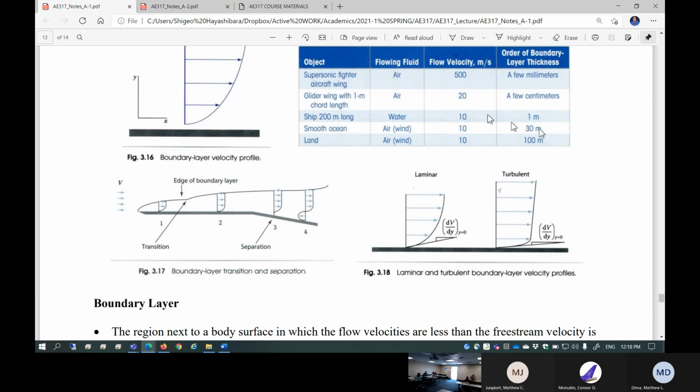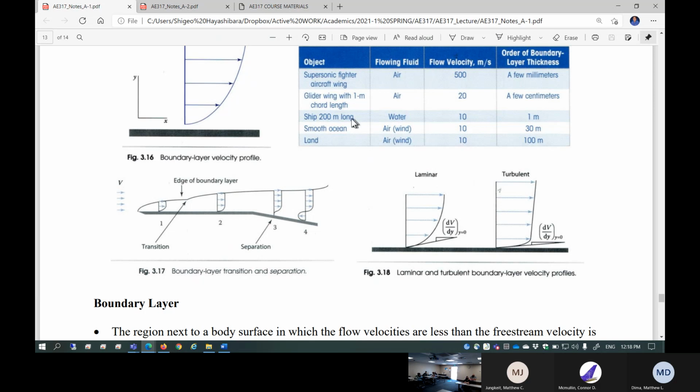So typically, this is a supersonic fighter aircraft wing flowing through air. Flow velocity is about 500 meters per second. What is the boundary layer thickness? A few millimeters. A very thin layer, obviously. A glider wing with 1 meter chord length, flowing through air at a flow velocity of about 20 meters per second, again has a few centimeters. Much thicker, but still very thin over the surface.